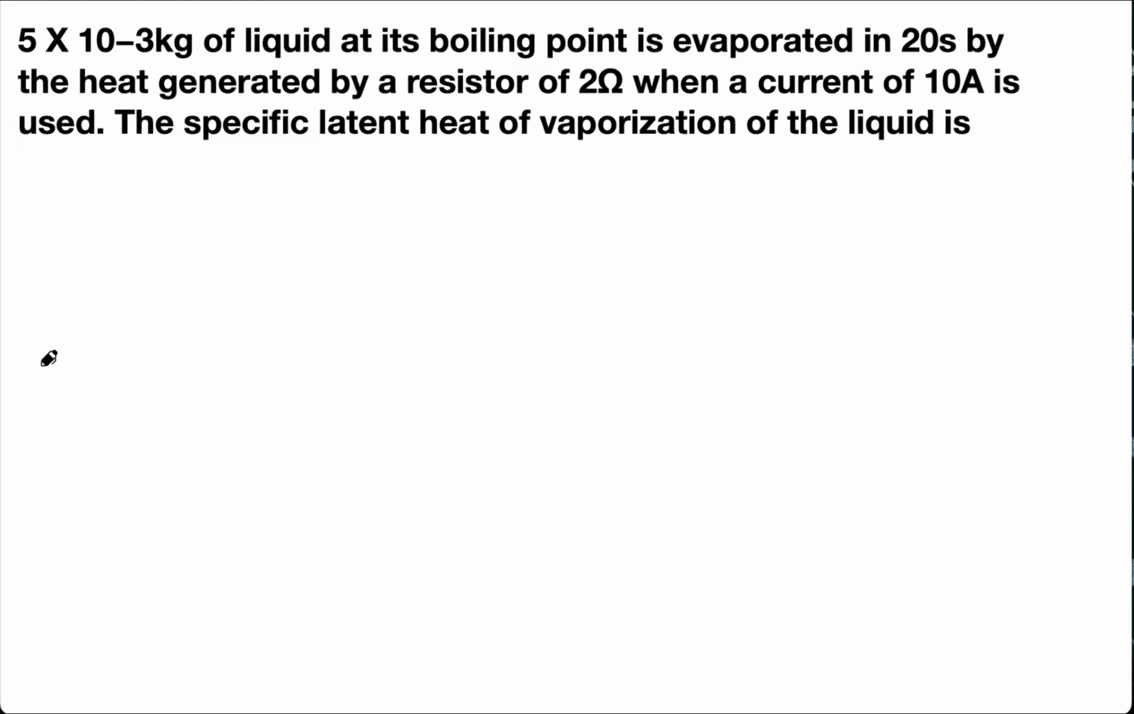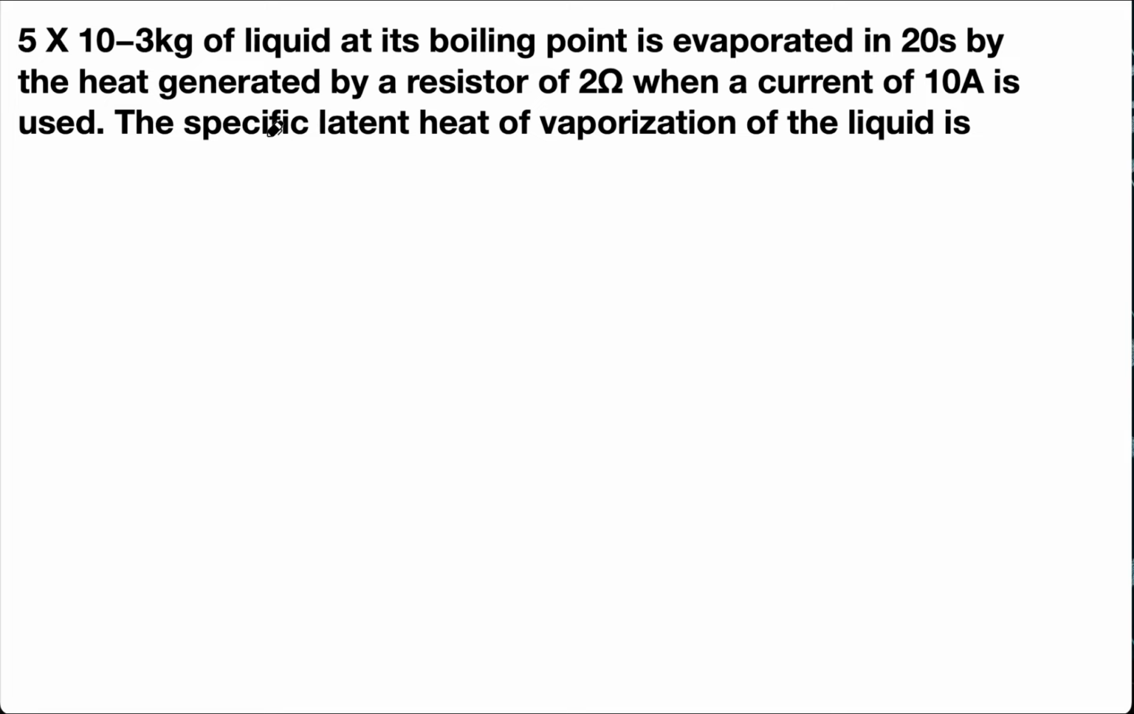Let's solve this problem together. We have 5 times 10 raised to the power negative 3 kilogram of liquid, which is at its boiling point and is being evaporated in 20 seconds through the heat generated by a resistor of 2 ohms when a current of 10 ampere is supplied. So we are to find the specific latent heat of vaporization of the liquid.